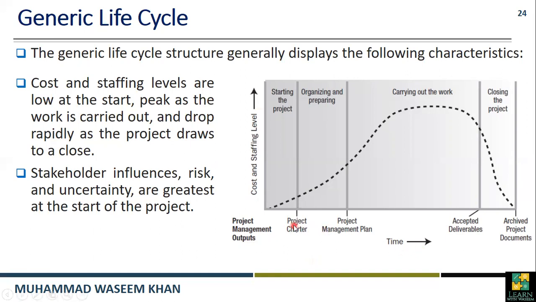And here on the same x-axis, we can have the project management outputs. That means the outputs we usually get at the end of each phase. For example, let's start with the project life cycle graph, and then you will understand each and everything.